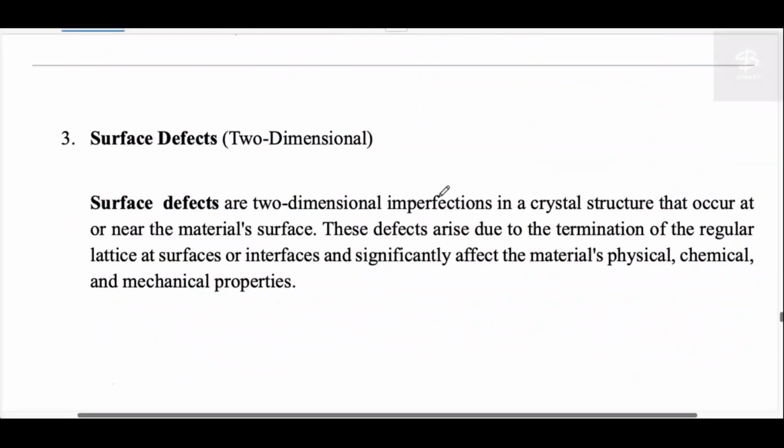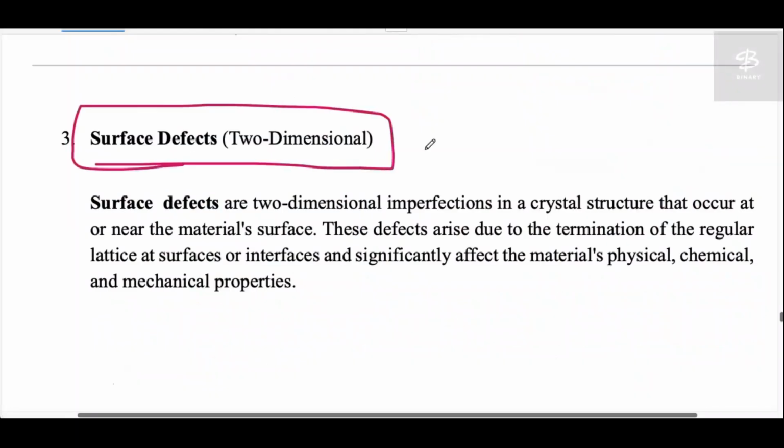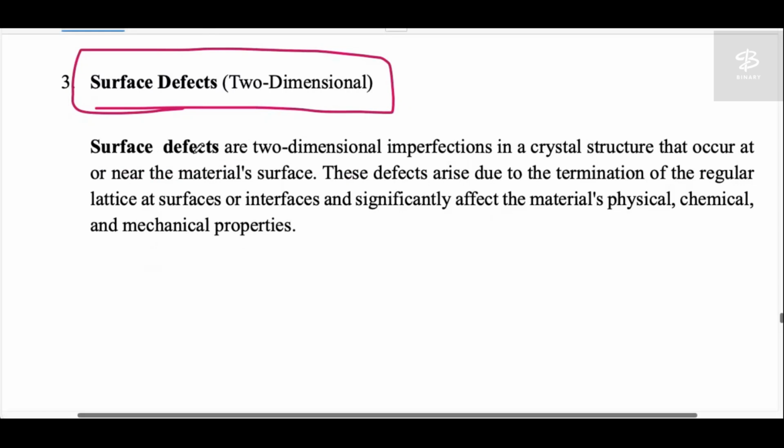Now come to the surface defects. Surface defects means two-dimensional. Till now we have discussed the point defect, which is zero-dimensional, then the line defect, which is one-dimensional. Now we are moving forward to the surface defect, which is two-dimensional. So what is the surface defect?